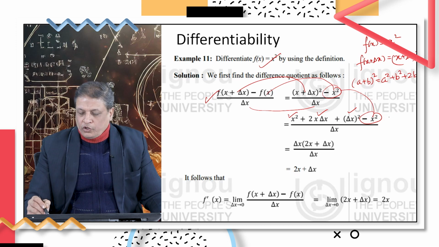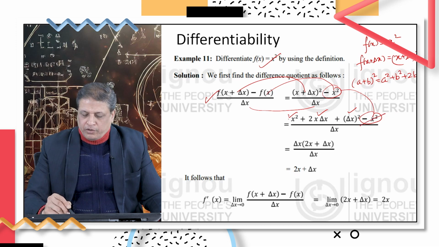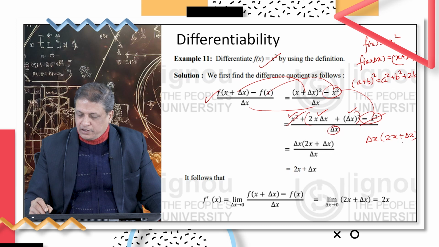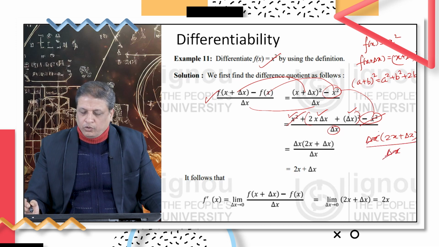Solving the numerator part, minus x square will cancel with x square. Taking delta x common from these two terms, you will get delta x into (2x plus delta x). And because delta x already exists in the denominator, the delta x will cancel out.